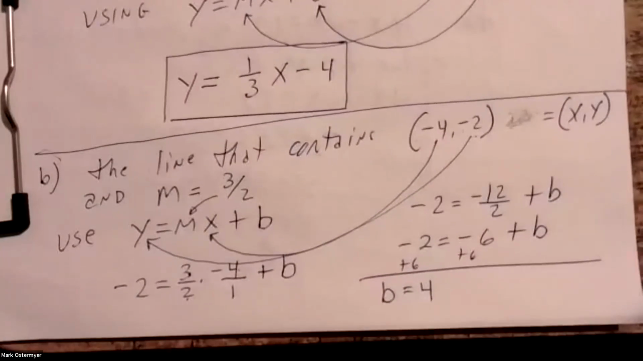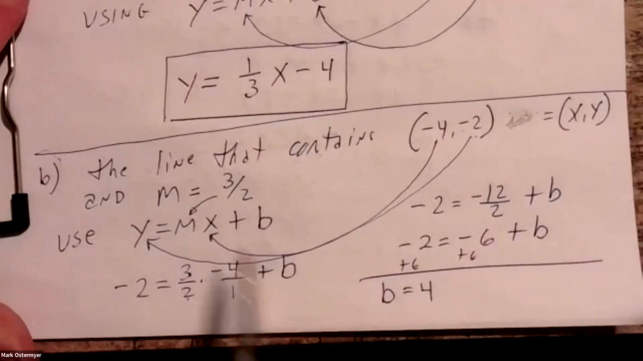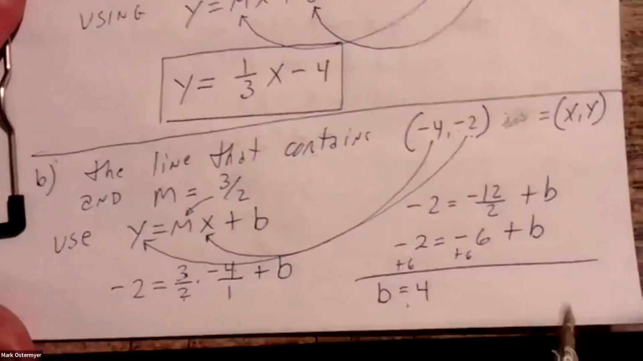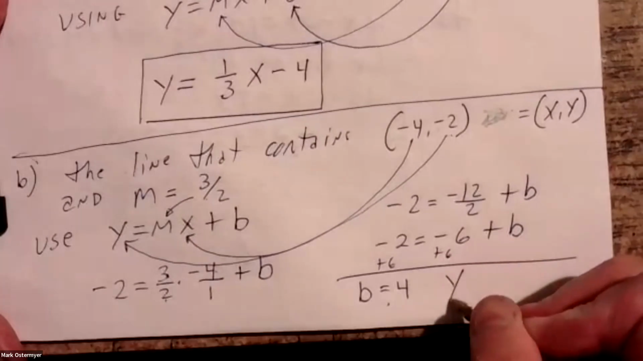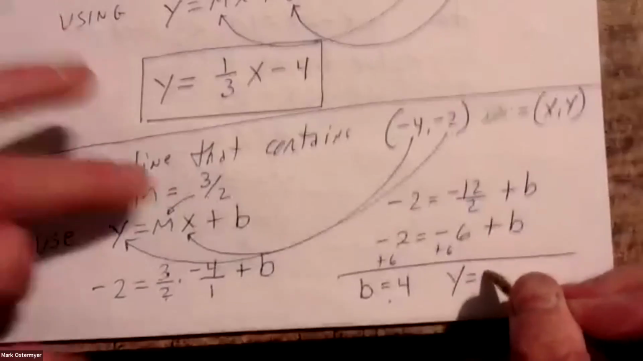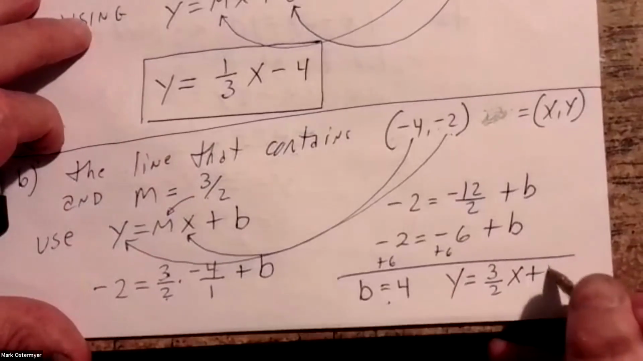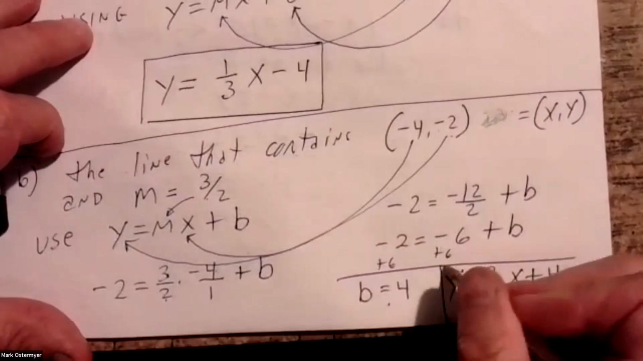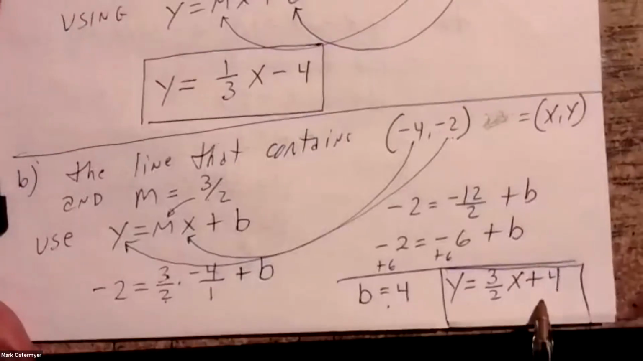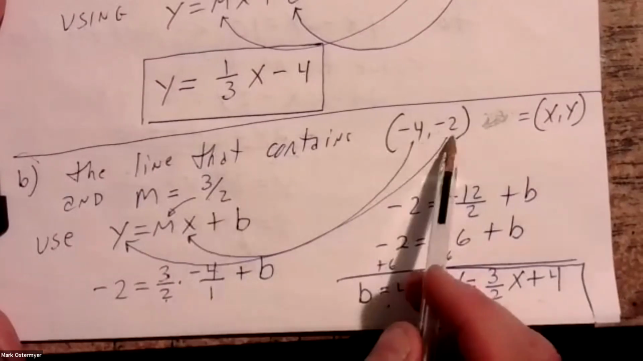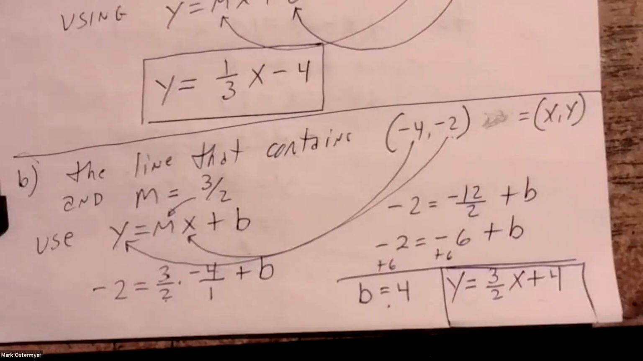4. Now we're done. Because now I know the slope of my line is 3/2. I know my y-intercept must be 4. And therefore, the equation of my line has to be y equals 3/2 x plus b, which was found to be 4. And we're done. This is your answer. This would be the equation of our line that has this for its slope and contains this point. Everybody understand how I just wrote the equation of that line?